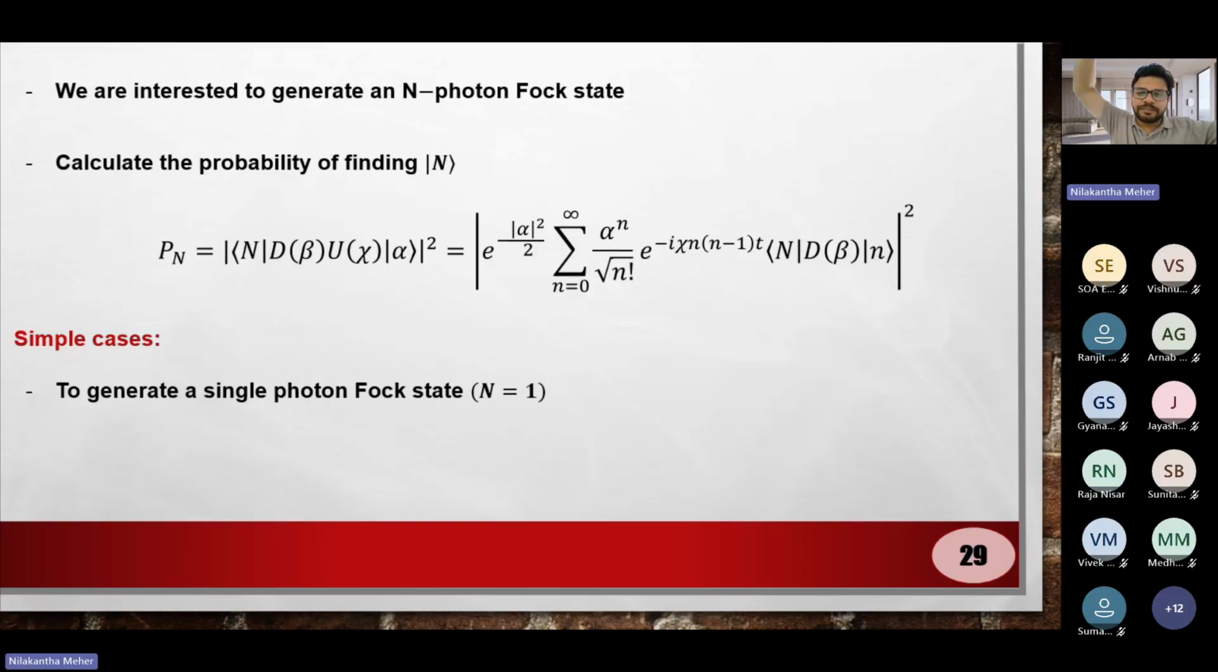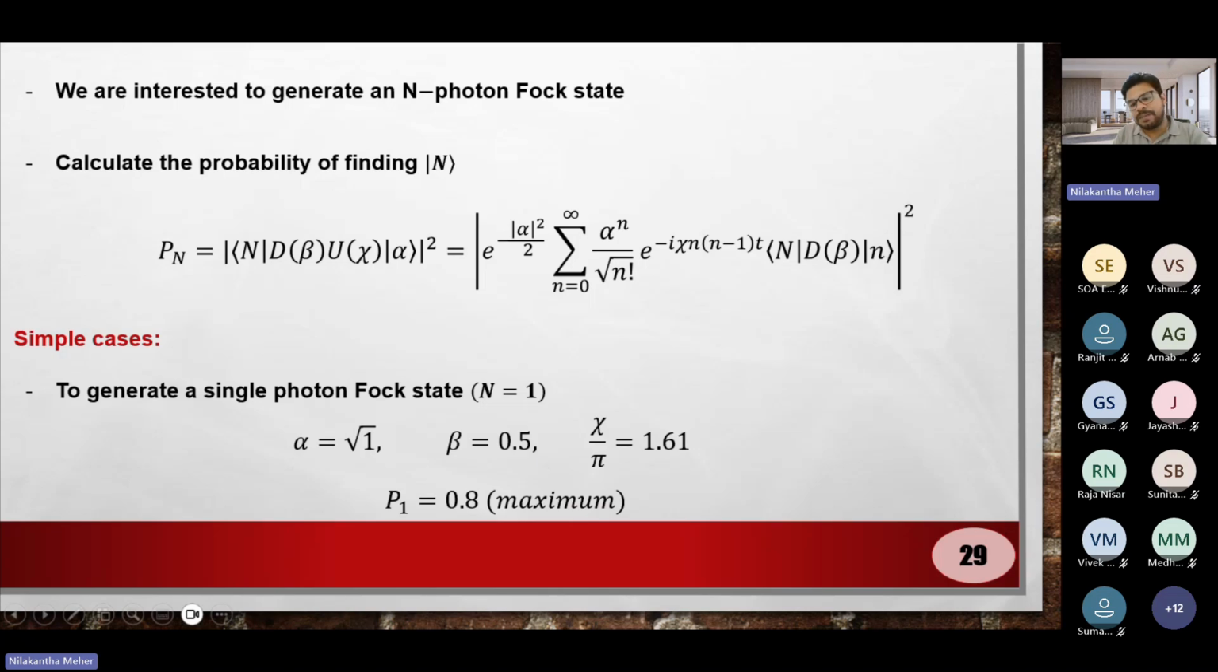Am I clear? So you are generating now a single photon? No, not yet. For the simple case, I'm taking the single photon, that is n equal to 1. So we put n equal to 1 here and let us try to calculate the probability. As an example, let us try to prepare a Fock state 1. And we saw that for this beta and chi, this is giving the maximum achievable probability, that is 0.8.